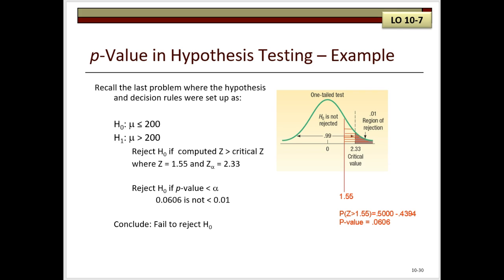Because this is a right-tailed test, the p-value is the area to the right of this computed statistic. Using the standard normal distribution table, or you can use an Excel function, we obtain a p-value of 0.06057. Because the p-value is not less than the significance level of 0.01, we will fail to reject the null hypothesis. Note that this is consistent with our conclusion when we used the computed z as the decision rule in a previous example. We show in the next slide how this p-value is obtained using the standard normal table.